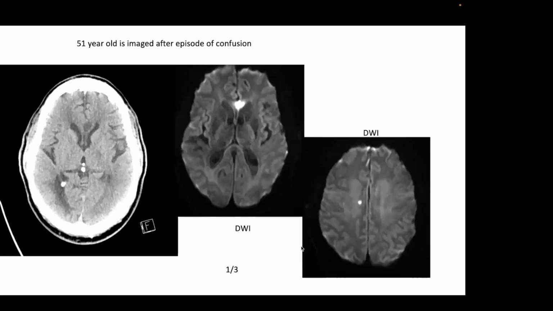This is a 51-year-old patient who has an episode of confusion and comes in as a stroke alert. The patient has this CT scan and this MR scan.